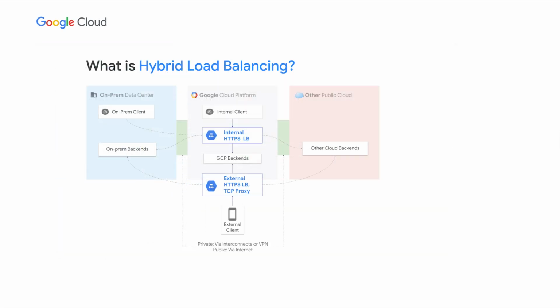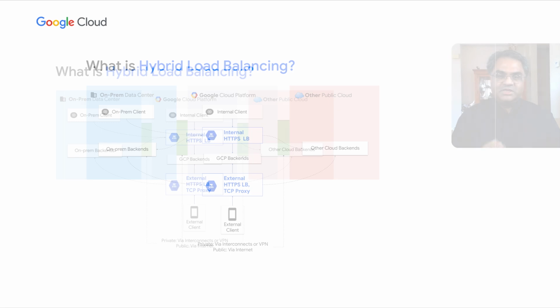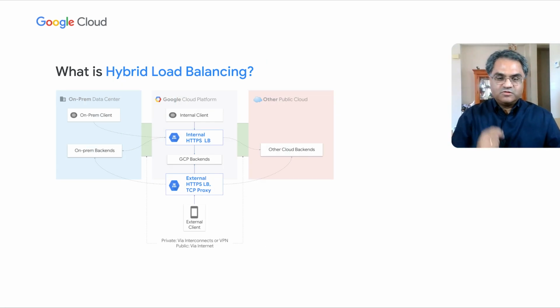You have clients that could be external to Google or internal. They send traffic to our external HTTPS load balancing or external TCP proxy, or our internal HTTPS load balancing. These load balancers have backends, of course, on Google Cloud, but now we've enhanced them to also support backends on-prem and in other clouds. These on-prem and other cloud backends are connected to Google, either via public connectivity across the internet or via private connectivity through HA VPN or interconnects.